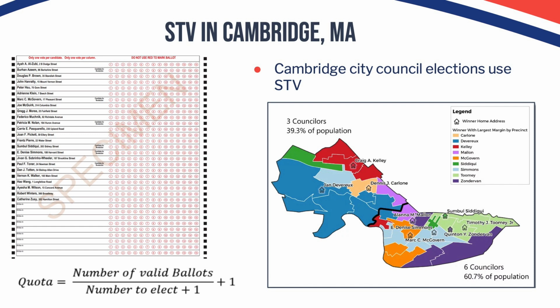So Cambridge has been using STV for a long time. This map is from 2017, the city council election then. As we can see, the map shows all of the winners, and it has a little house for where they live, and then corresponding colors of where their votes came from. And as we can see, we have this natural neighborhood effect, where the supporters for each winner come from the people who live around them, for the most part.